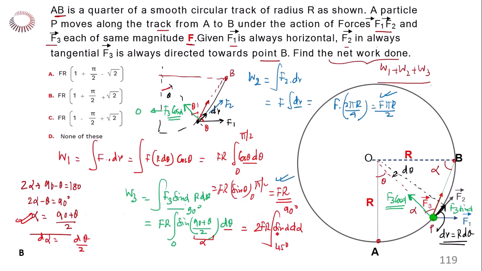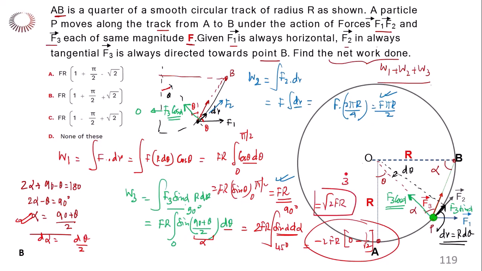Got it? So sin alpha d alpha integrates to minus cos alpha. Okay. So minus 2 Fr into cos alpha. So cos alpha means first cos 90. Cos 90 is 0. Minus of cos 45 means 1 by root 2. So ultimately what I am getting? Root 2 times Fr with a positive sign. So this answer is root 2 times Fr. Okay. So this is the third work. So the third number, and I got it.